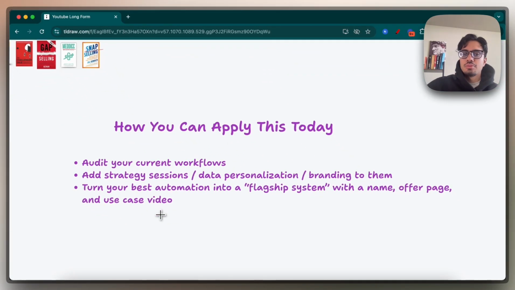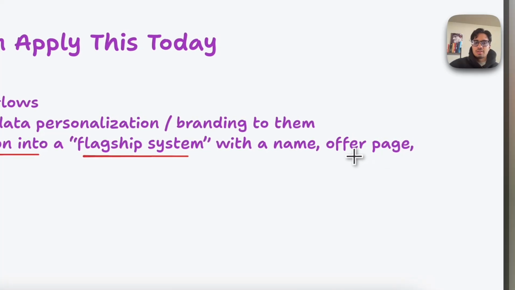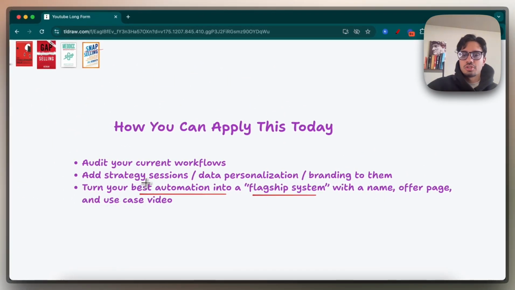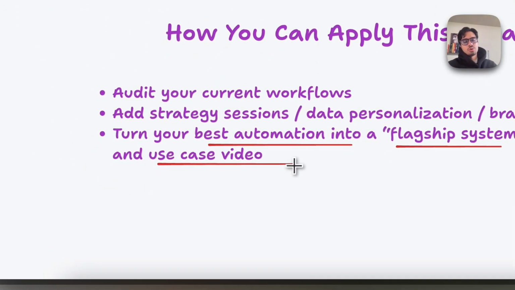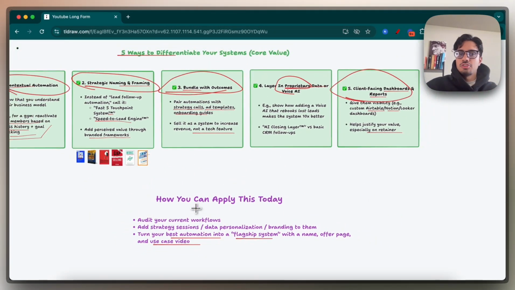And then figure out what is your best automation. Turn that into your flagship system. Create a whole product and brand and name around it. Exactly what you're going to do with it. Create a demo video about the outcomes and why people should purchase this. All of this should be incorporated into your systems.